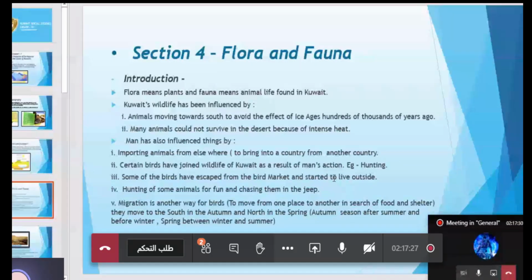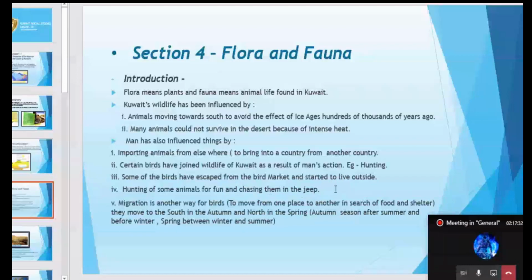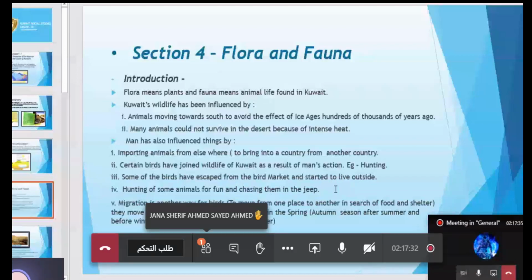Now, some of the hunters are chasing them in the jeep. Some of them they are killing, shooting them with the guns and carrying them in the jeeps, vans, big vans.